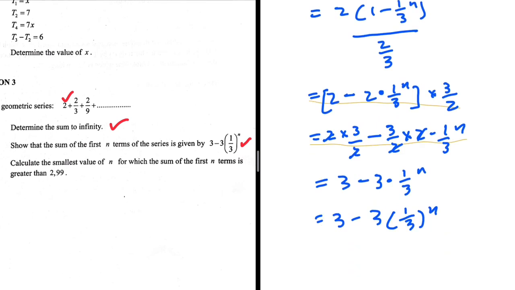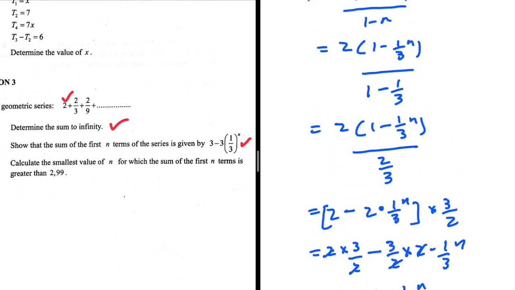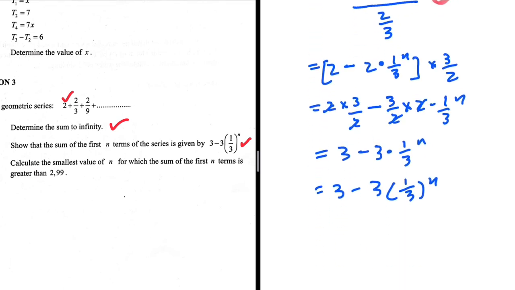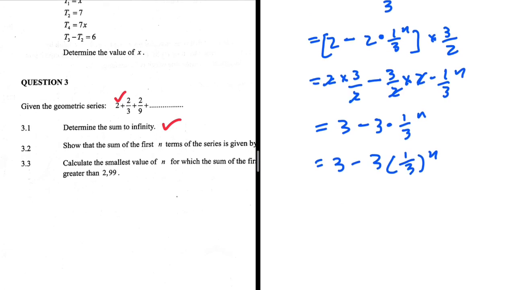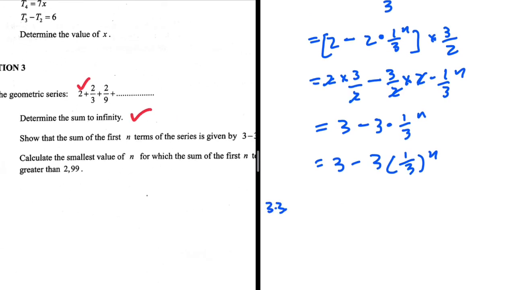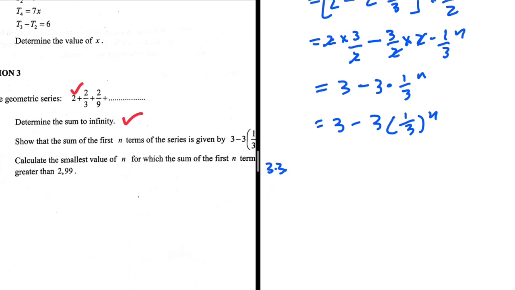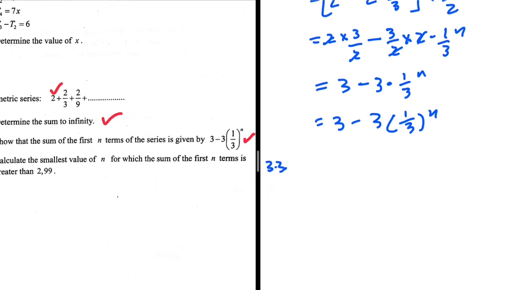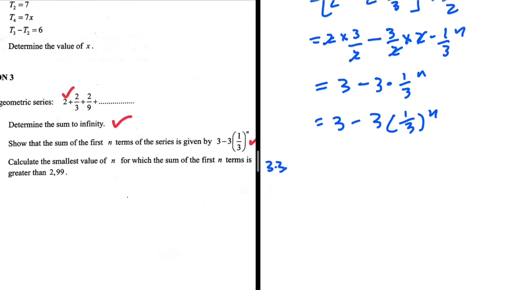Well, I would expect most people to at least get to this point. And what you do from there on is really up to you. I think there might be a couple of different ways you can progress from there, but that is besides the point. Let's take a look at 3.3. So 3.3, calculate the smallest value of n for which the sum of the first n terms is greater than 2.99.